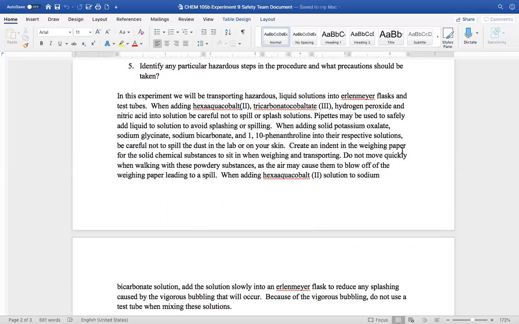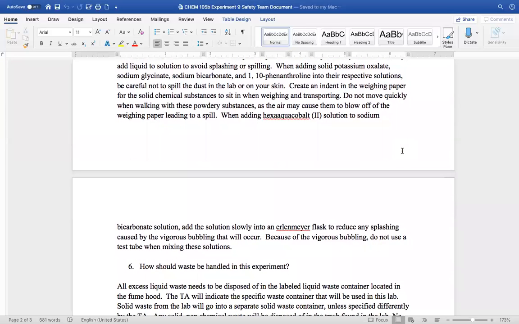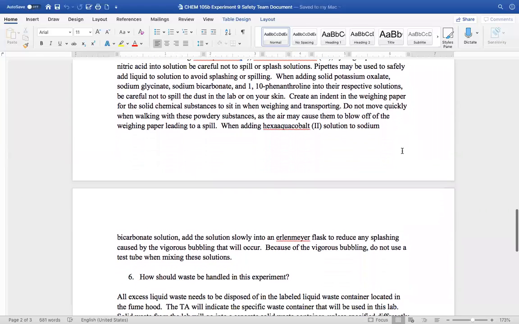Additionally, as mentioned previously, there will be solid dust in this experiment. So when pouring the dust into the solutions, it's also important not to allow the dust to spill or blow onto your skin or eyes, which again should be covered. Also, another note is when carrying the solid dust, create an indent in the weighing paper for the chemical to sit in when transporting and move slowly. Again, to make sure none of the dust blows away.